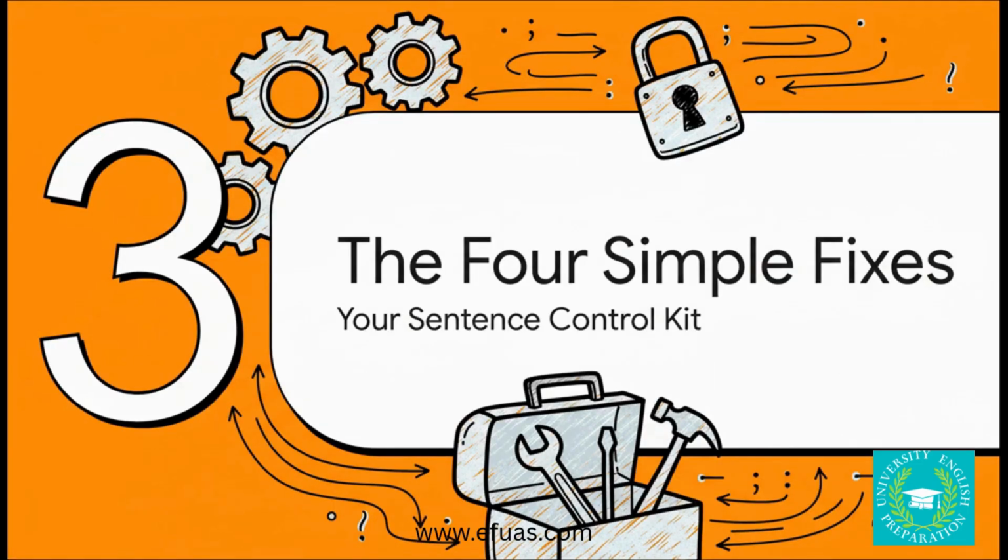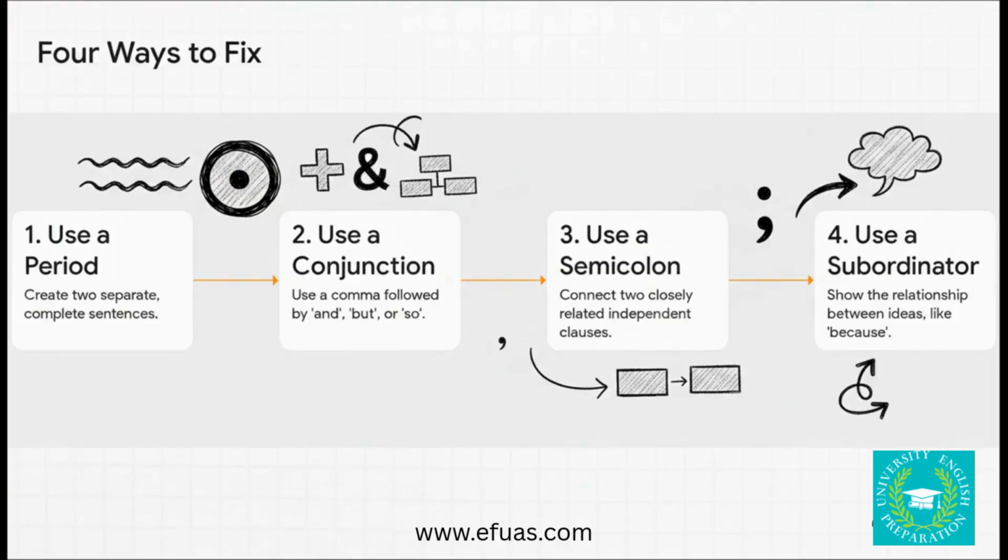Okay, enough about the problem, let's talk solutions. This brings us to the 4 simple fixes. Think of this as your personal toolkit for sentence control. You've got 4 main tools in your writing toolkit. Number 1, the period. So simple, so effective. It just creates 2 separate sentences. 2, a coordinating conjunction. That's just a fancy term for using a comma plus a joining word like and or but. 3, the semicolon. This is perfect when your 2 sentences are super closely related. And 4, a subordinating conjunction, which lets you show a more complex relationship like cause and effect.